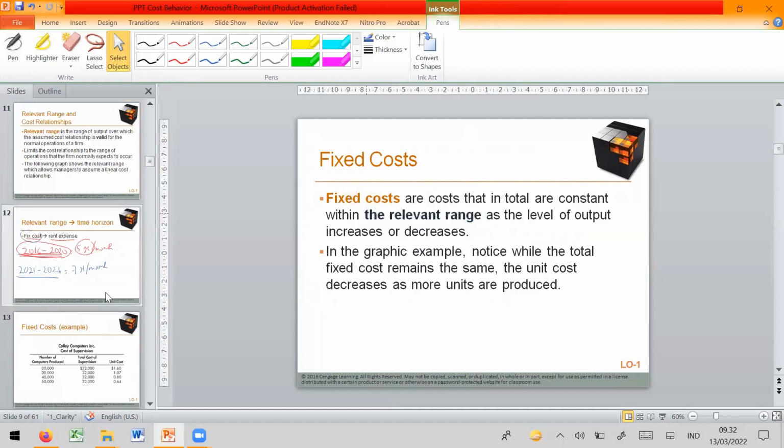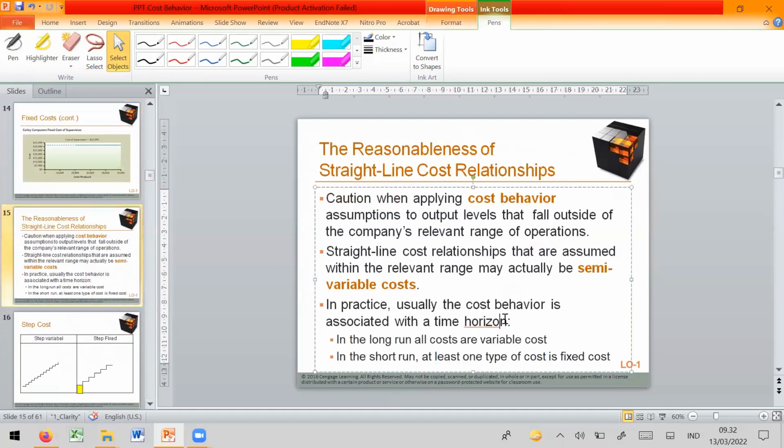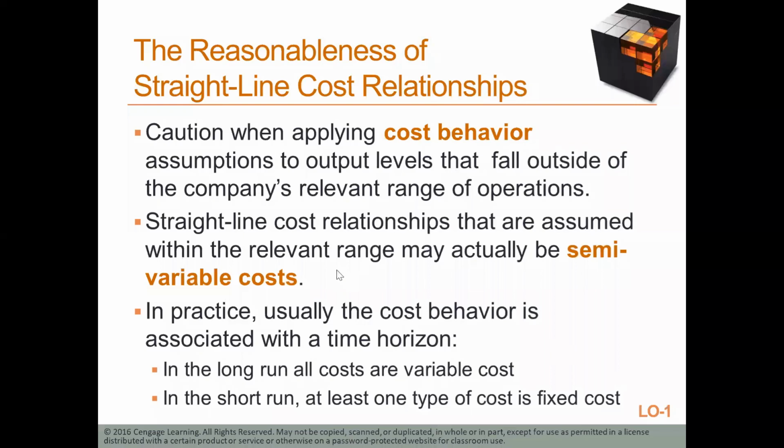Okay, so that's why we have a conclusion here that in the long run, all costs are actually variable costs, but in the short run, at least one type of cost is a fixed cost. So that's the concept of the relevant range when we're talking about cost behavior. Be cautious when applying cost behavior assumptions to output levels that fall outside of the company's relevant range of operation.